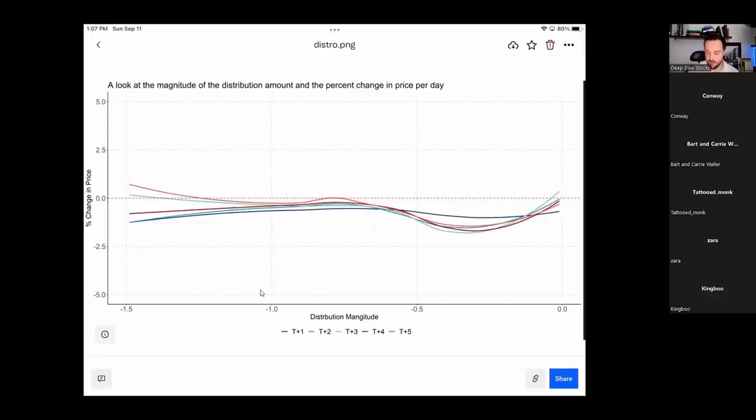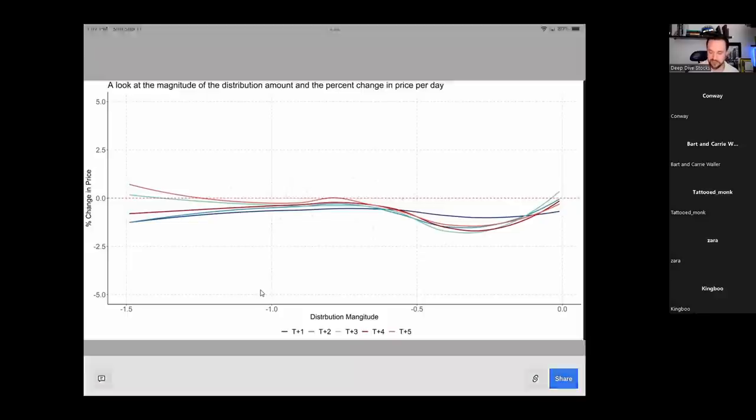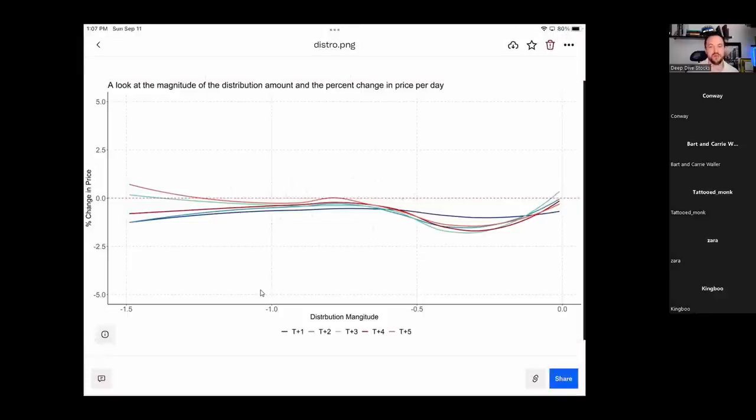And we see that -1, I can't draw on Dropbox, but on the left, we see that if you have around a -1 distribution heat map, your change in price for the next day is statistically negative. It's below the red dashed line. So it's curious. Two things, again, adding to the pile of coincidences.